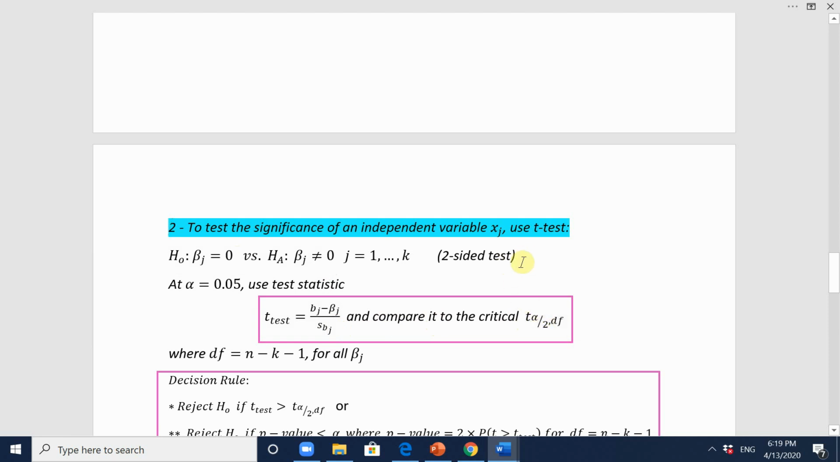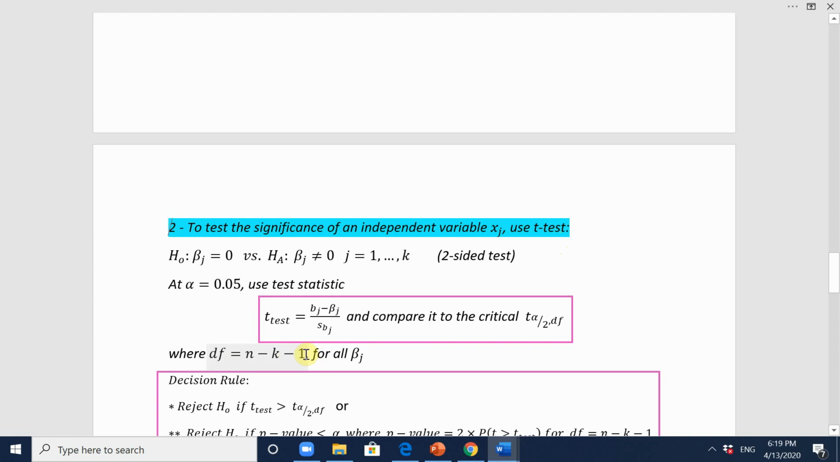Why alpha over 2? Well, because it is a two-sided test, right? And so I must divide my alpha, my level of significance, by 2. And also for a known degrees of freedom, now be careful over here, the degrees of freedom that you will use is df equals n minus k minus 1. And this is true for any and all beta j's when conducting the t-test. Okay, so you must always use degrees of freedom n minus k minus 1.